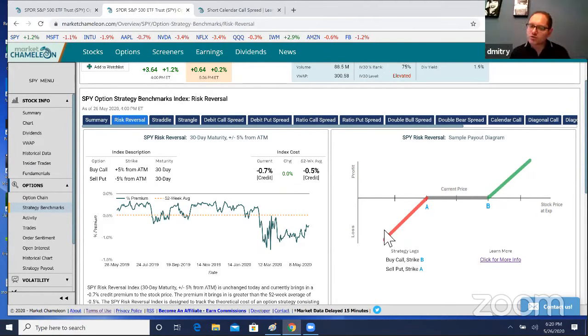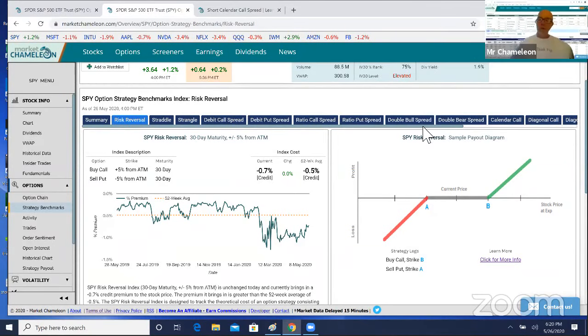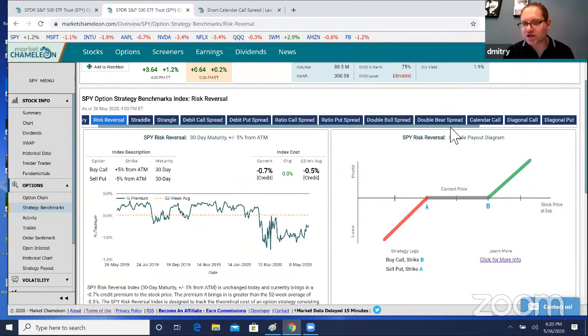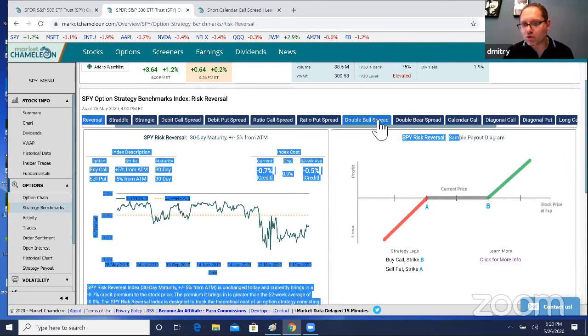Right. With the risk reversal, you do have unlimited downside risk because you're selling a put. Once it breaks your put strike, it's one-to-one, just like owning the stock right after that strike. So here's a double bull.